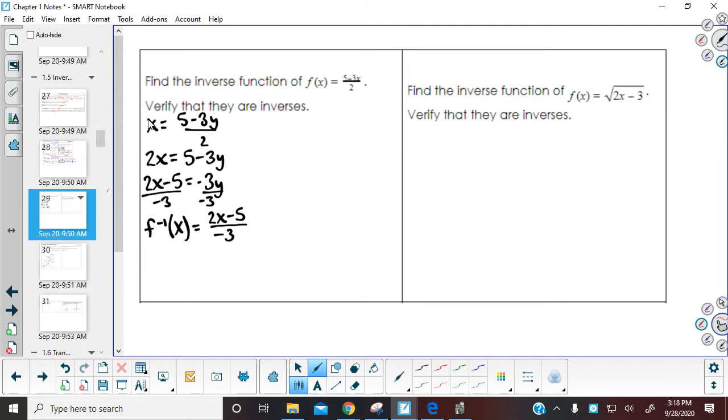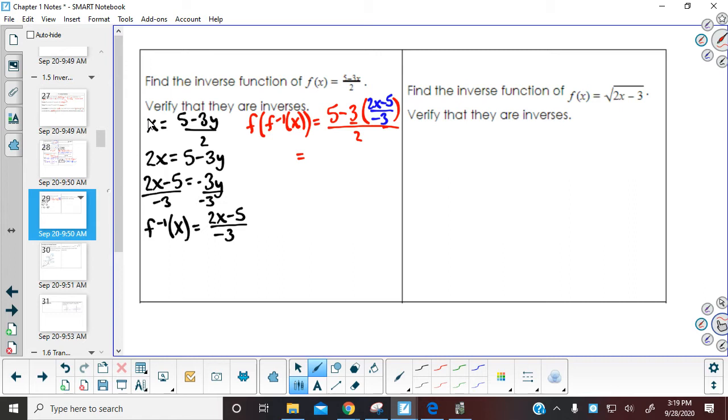The next piece is to verify that they are indeed inverses. The first thing I'm going to do is plug that inverse into my original equation. So my original is 5 minus 3, and I'm going to put this whole thing in parentheses over 2. The whole thing, the inverse that we had, was 2x minus 5 over negative 3. Now be careful with your negatives. When you look at this, it's pretty easy for most of us to see that the 3 on the outside here will cancel the 3 on the bottom here.